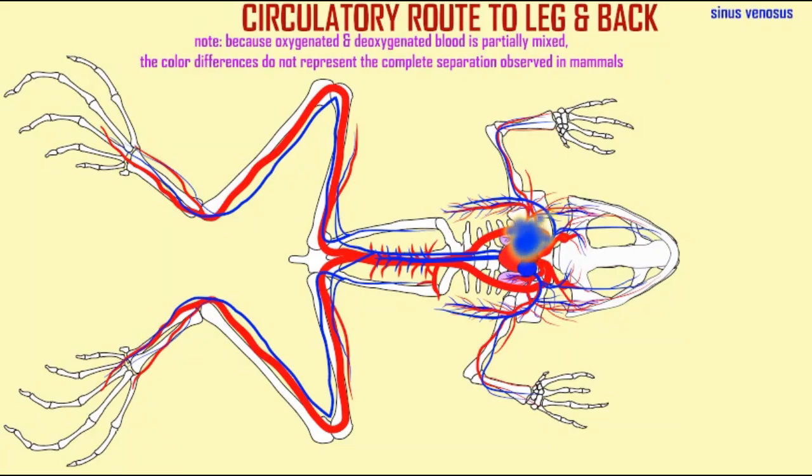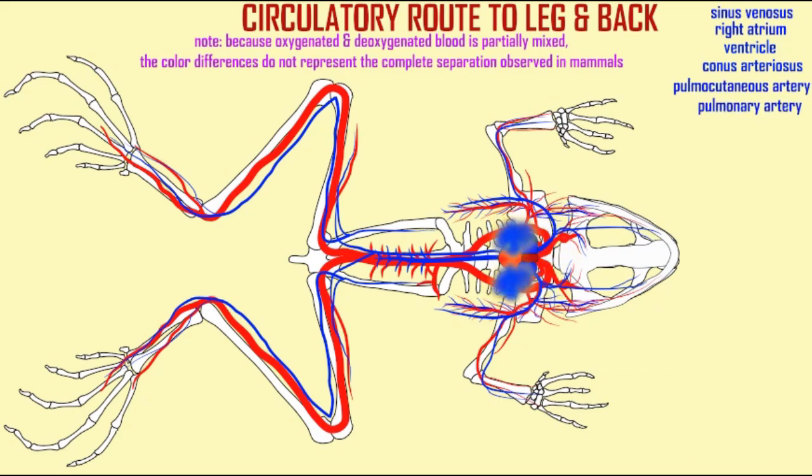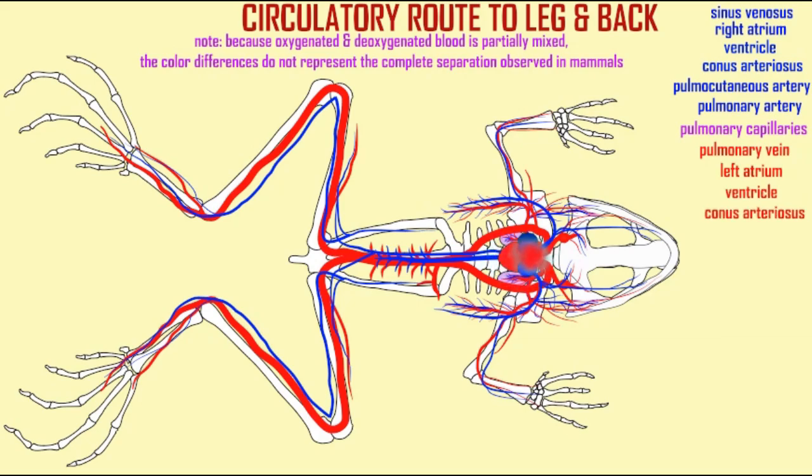That which was traveling to the lungs would travel through the pulmonary artery, to the pulmonary capillaries where gas exchange would occur and it would become oxygenated. This blood would then pass into the pulmonary vein, the left atrium, the single ventricle, the conus arteriosus, and then would travel through one of the two arches of the aorta.